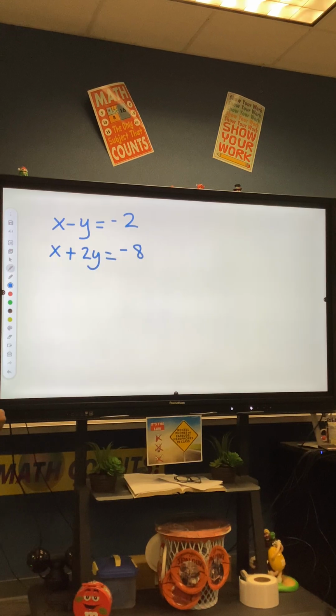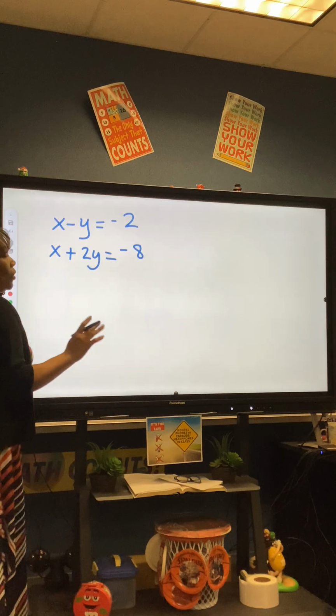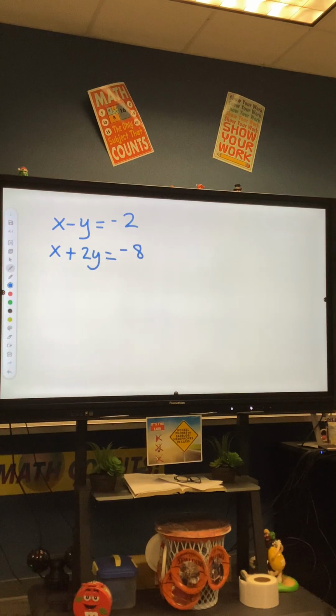So the first thing I want you to do is move the x to the other side. Or you can find the x and y intercepts.